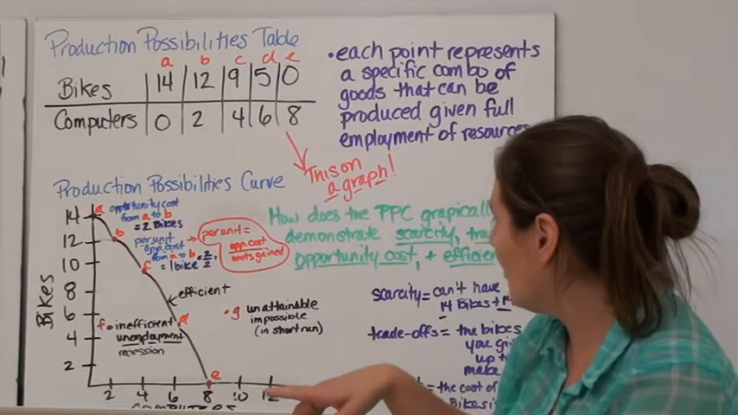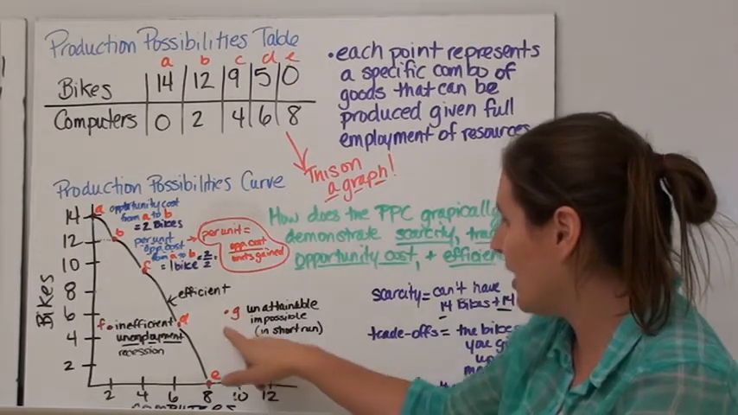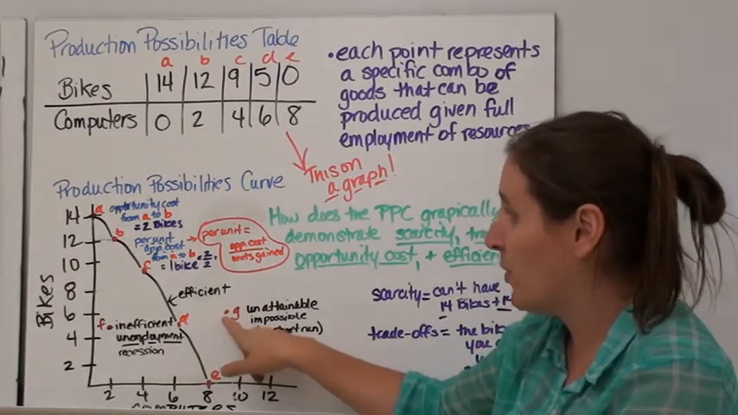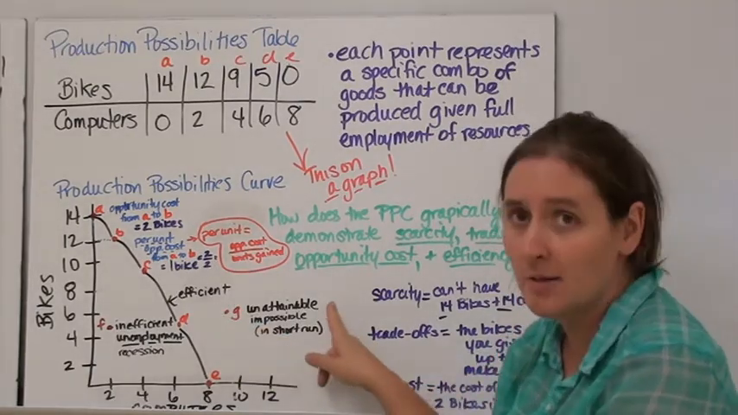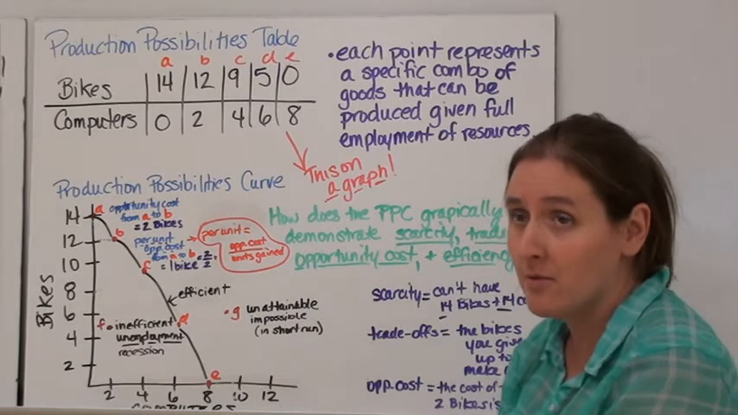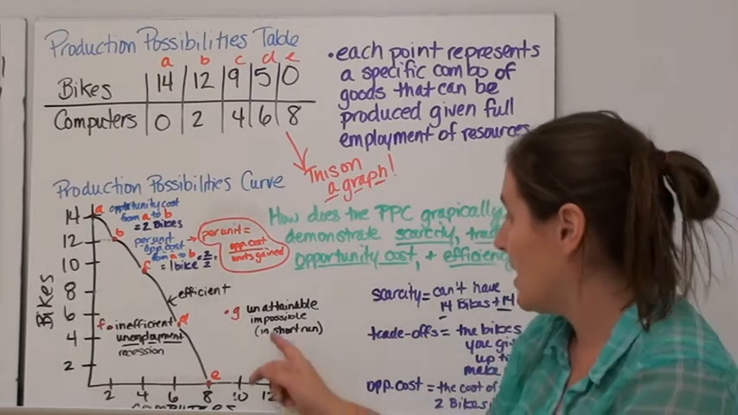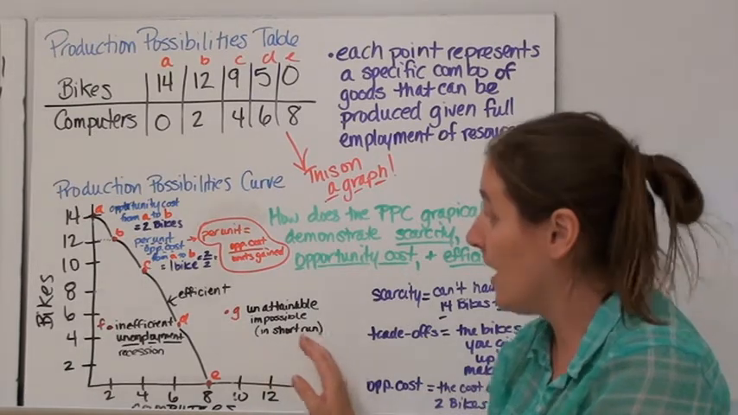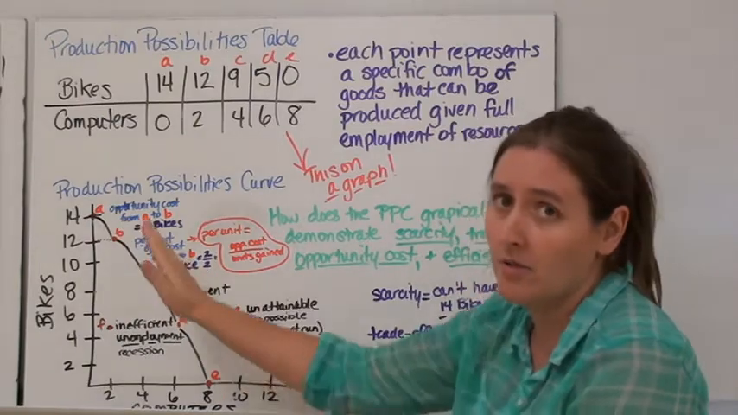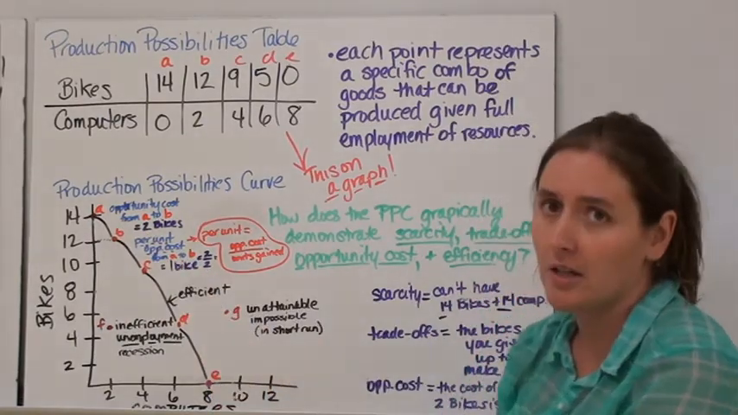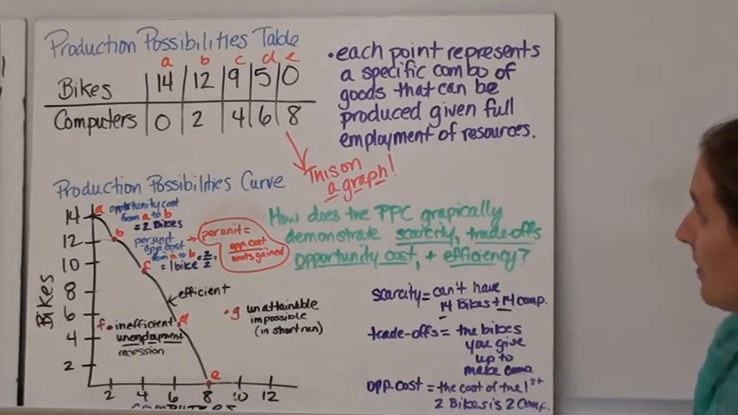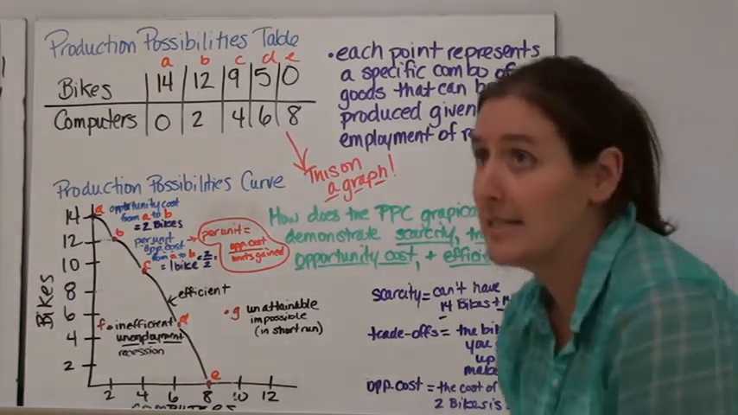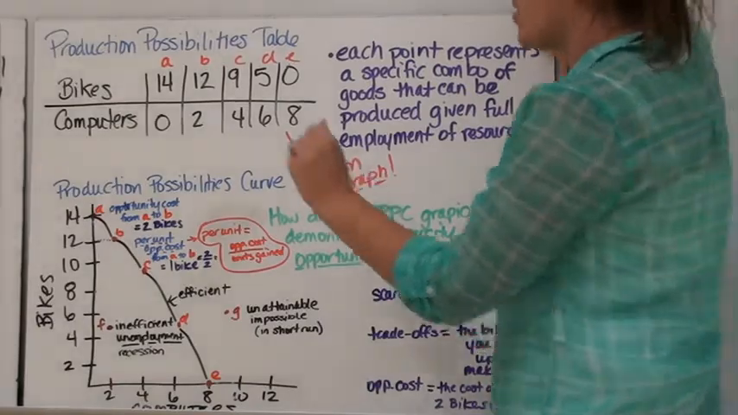And then the other thing to look at is you cannot have a point out here past the curve where G is. That's unattainable, impossible, it doesn't work that way, you don't have enough resources. And that's in the short run. Again, assuming that you have a fixed amount of resources, you can't get out there, okay? So, I think I've got everything on that graph. Now we're going to look at some applications of this graph.